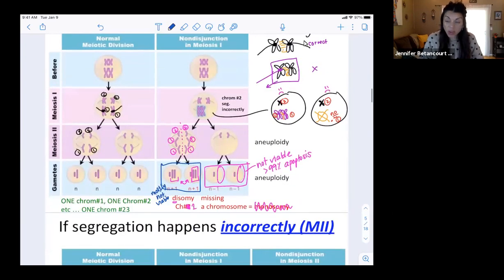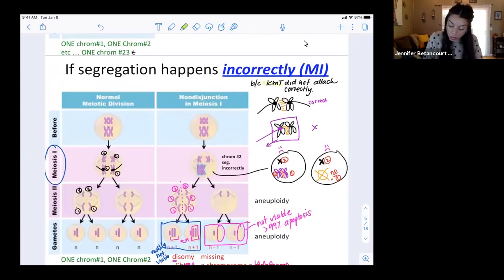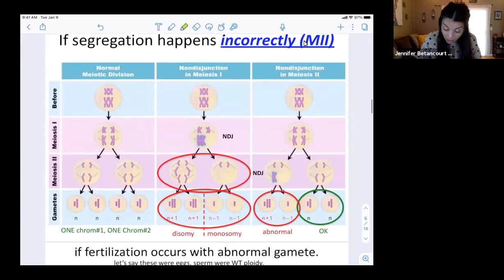Okay. So we said in this case, the incorrectness was happening in meiosis 1. Why? Because the chromosomes did not attach correctly. Well, guess what? There's another metaphase where the kinetochores better attach correctly. And this is another place where meiosis can happen incorrectly. So let's see what happens there.